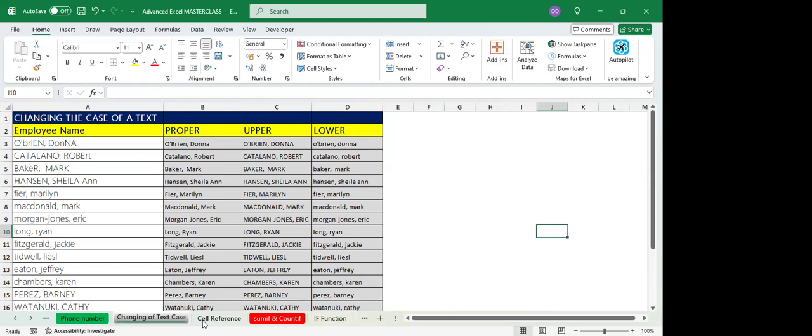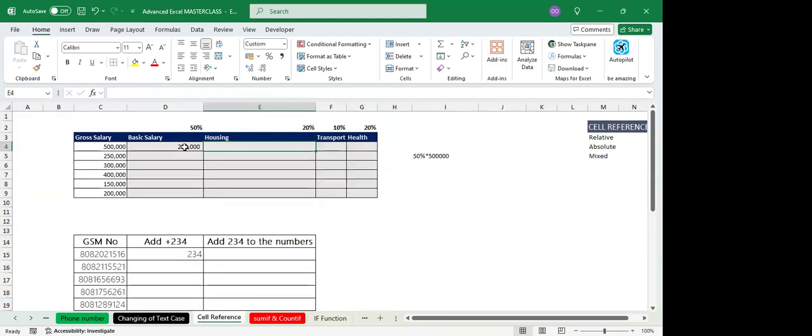So I'll return to cell reference. Now that I have gotten this, if I drag down, I'm supposed to get the correct answer for all of them. Is that not so? Everybody's good. I'm supposed to get the right answer. So please look at what is happening on the screen.